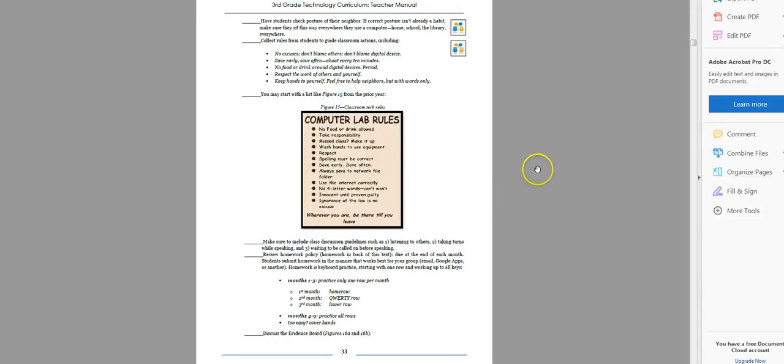Once it's done, you'll make it something fancy and put it on the wall in the classroom. These are agreed upon rules for working in this class.